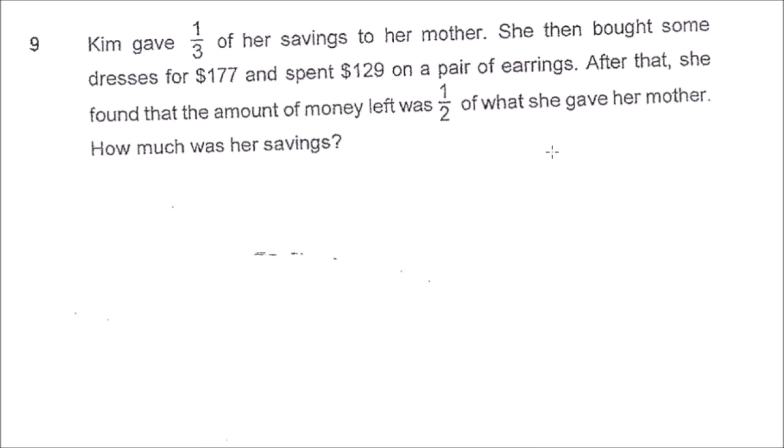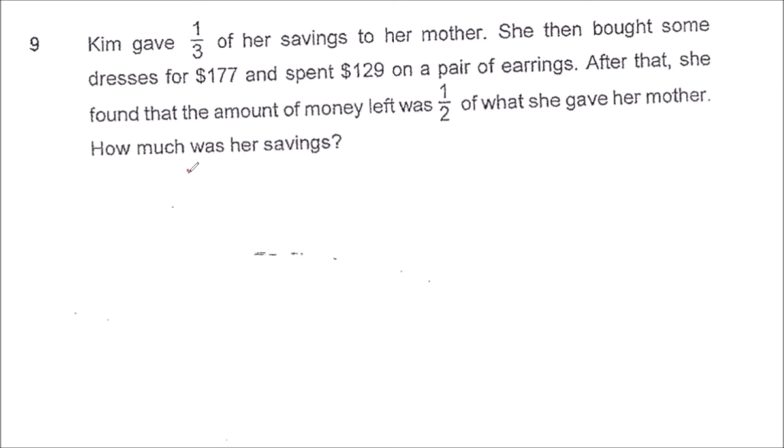Okay, question 9. Kim gave one third of her saving to her mother. She then bought some dresses for $177 and spent $129 on a pair of earrings. After that, she found that the amount of money left was half of what she gave her mother. How much was her saving?